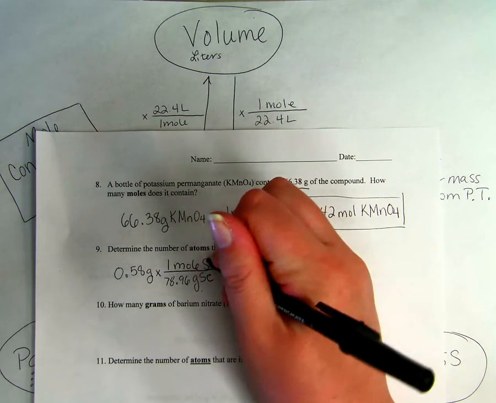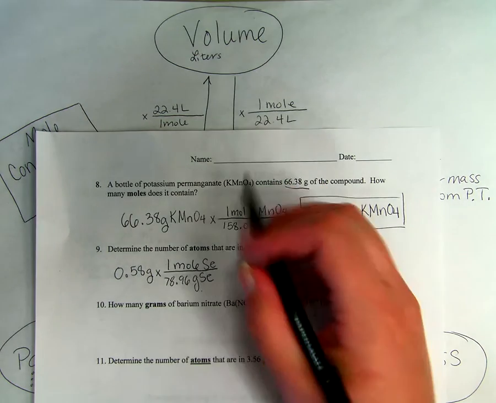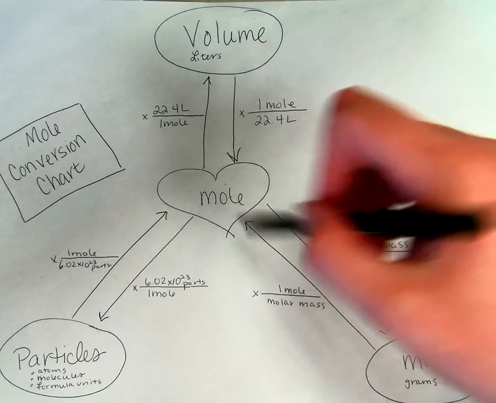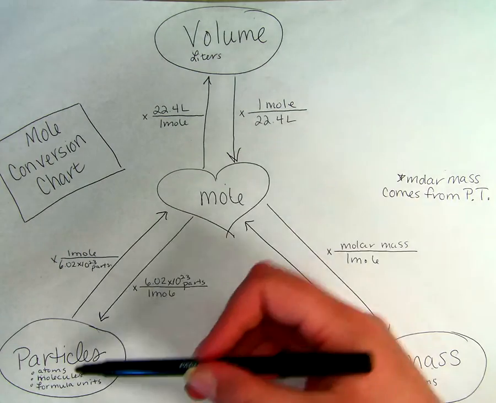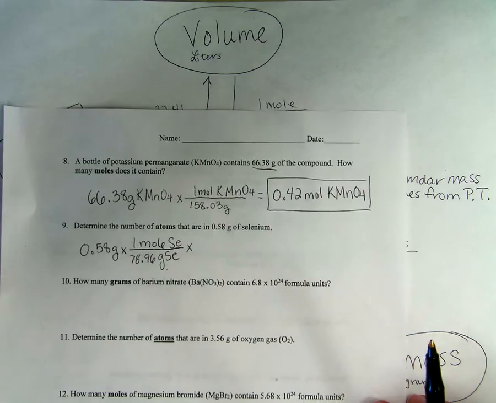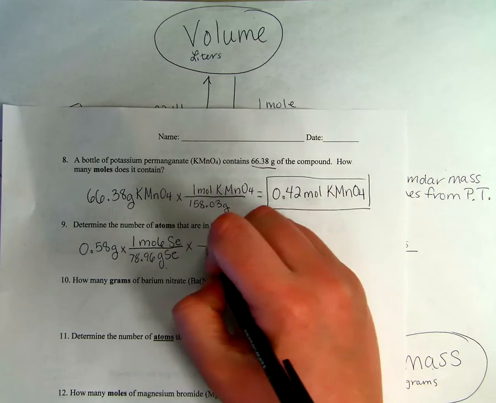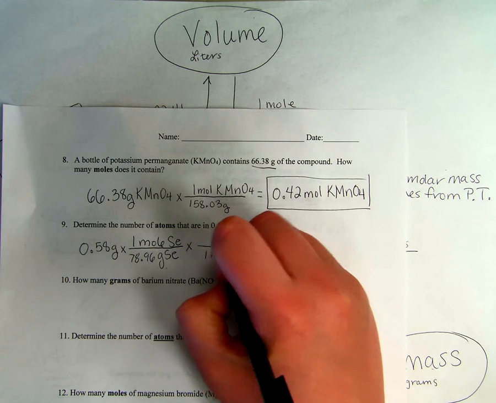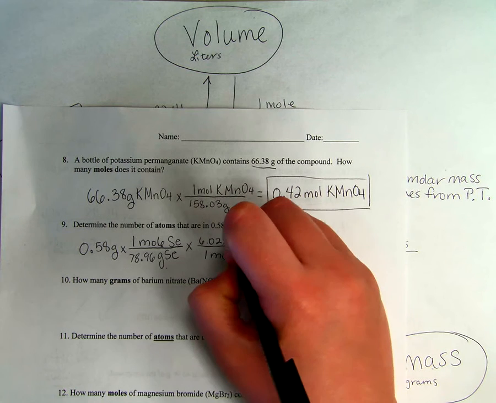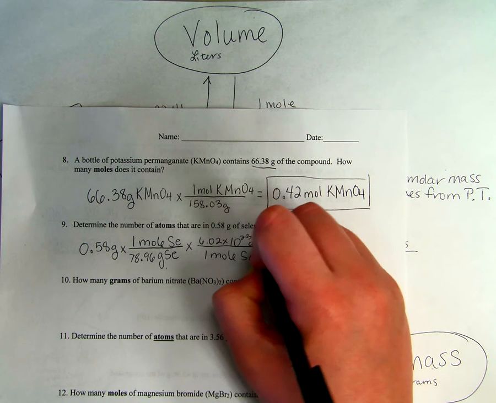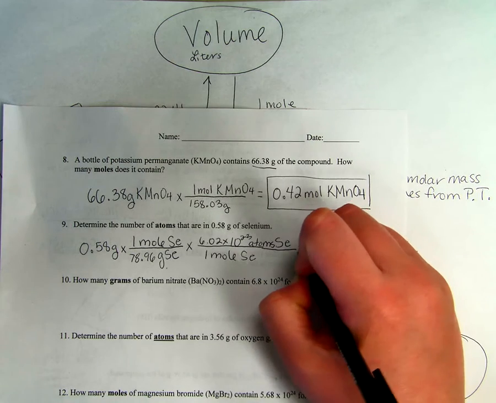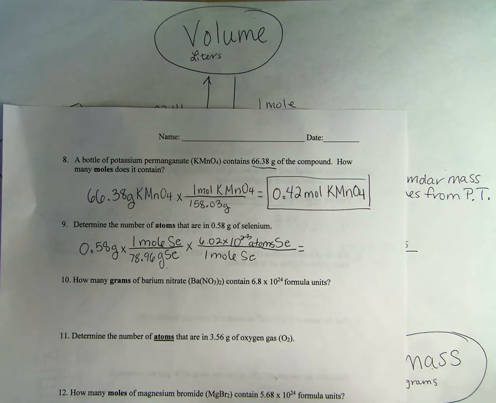If we did the math, we'd be left with moles, but we want to get down to atoms, so we've got to do that second step. Again, mass to moles, we use the molar mass. Now moles back down to particles, we'll use this guy here. One mole of selenium for every 6.02 times 10 to the 23rd atoms of selenium. Now we'll plug this in our calculator.